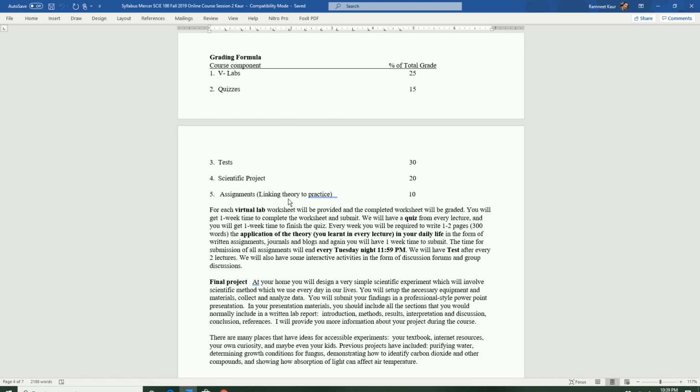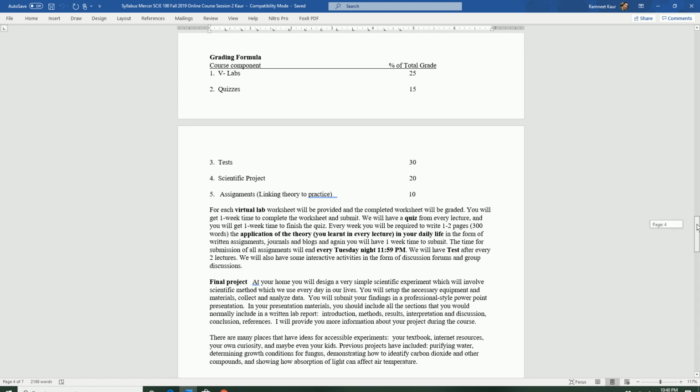So the topics you learn in the online classroom, you're going to connect them to your daily life. You have to write, and please do not plagiarize anything, okay. Do not copy and paste. You have to write in your own words and your own experiences. That is the intent of these kinds of assignments.